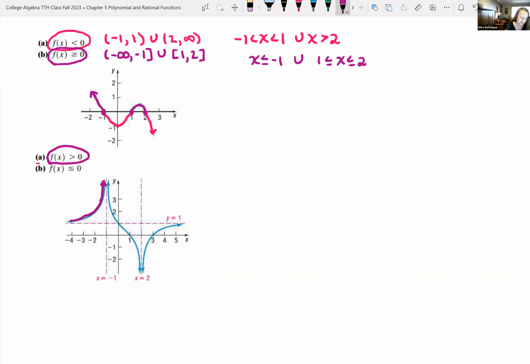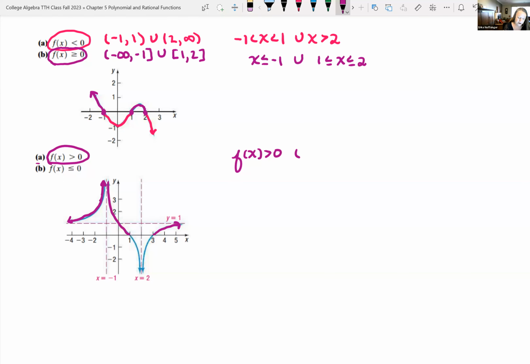On the left of my vertical asymptote, x equals -1, notice I'm up there in the second quadrant. My y values are positive. Values between -1 and 1, I'm above the x-axis. And then values greater than 3, I'm also above the x-axis. So f of x is greater than 0.